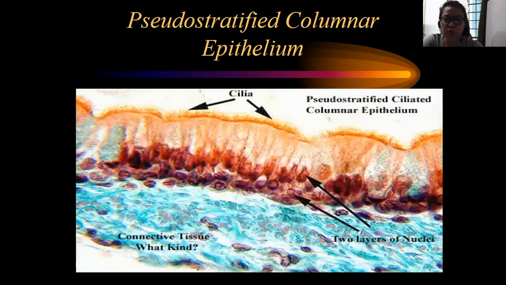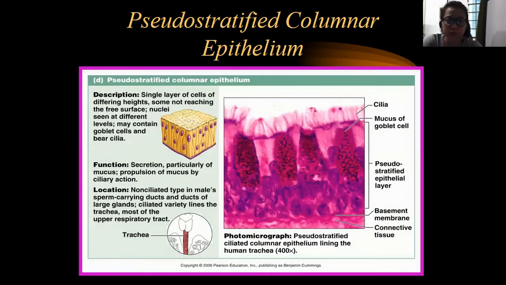So the pseudostratified ciliated columnar epithelium has two layers of nuclei and connective tissues. When you see pseudo, you cannot identify which structure it is. A single layer of cells of different heights, some not reaching the free surface, nuclei seen at different levels, may contain goblet cells and bear cilia. Its function is secretion, particularly of mucus, and propulsion of mucus by the cilia action.